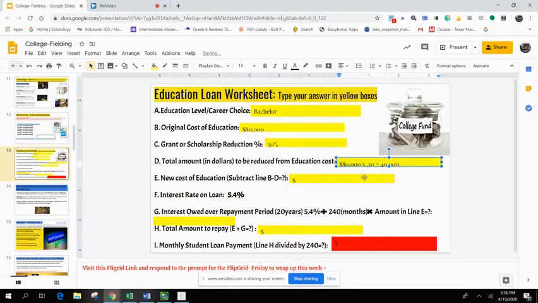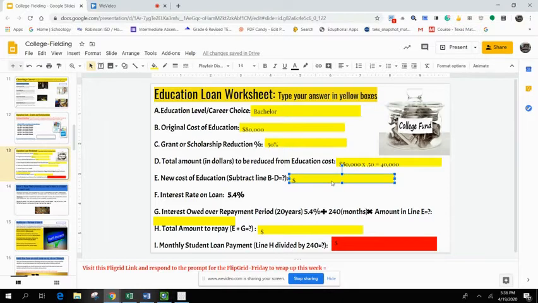Here we go. So the next line is B minus D. You're going to take your original cost and subtract the discount to get this one. Well, that one's easy to do. I don't need a calculator. It's going to be 40,000.